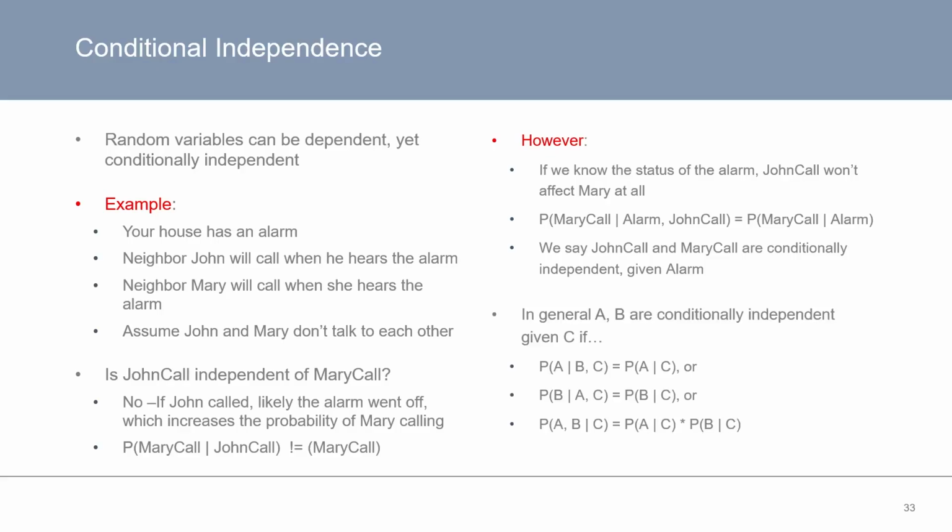Another way of phrasing this is that those two variables are independent, conditioned on whether the alarm went off or not. In general, A and B are conditionally independent given C if the following situations are true. The probability of A given B and C is equal to the probability of A given C. Or the probability of B given A and C is equal to the probability of B given C. Or the joint probability of A and B given C is equal to the probability of A given C times the probability of B given C. So all these equations represent situations where you can check the conditional independence between two variables.